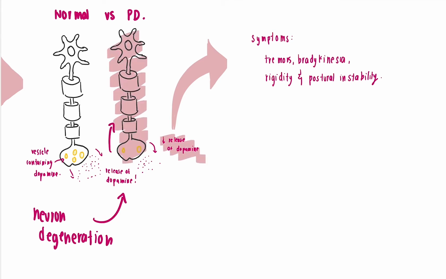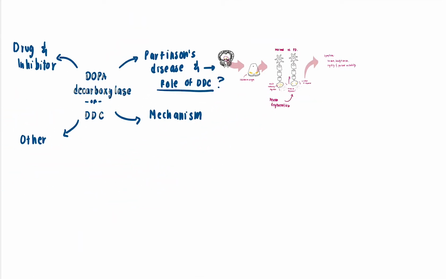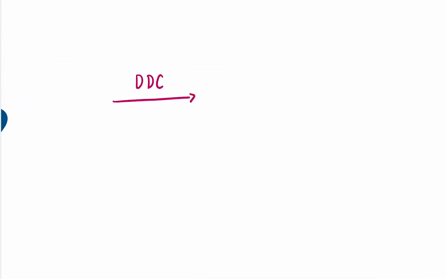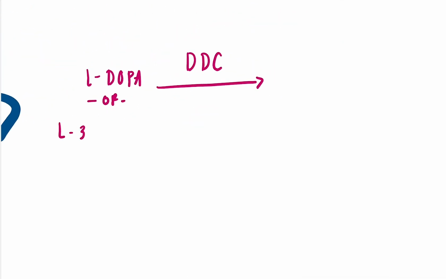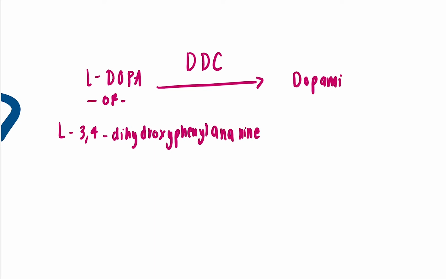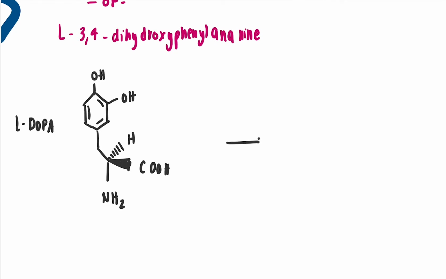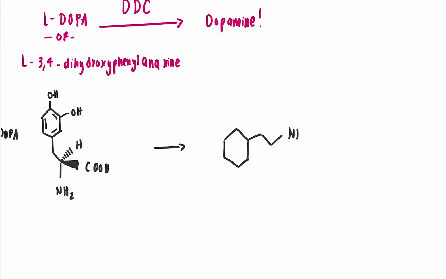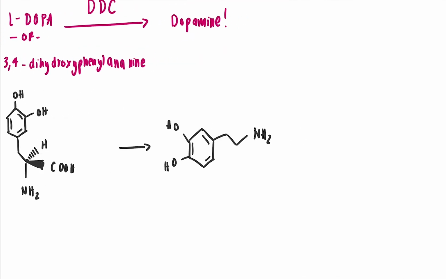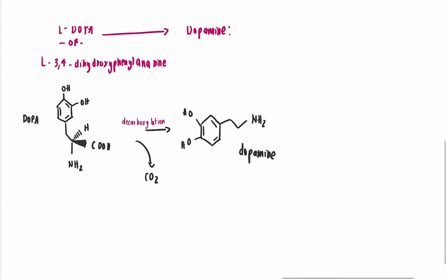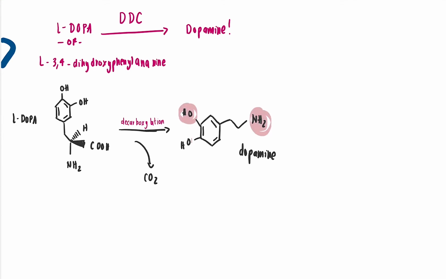Now you may ask, what is the level of DOPA decarboxylase or DDC in Parkinson's disease? Well, DDC converts L-DOPA into dopamine in the blood, and it also transforms L-5-hydroxytryptophan into serotonin. Also another fancy word for L-DOPA is levodopa or L-3,4-dihydroxyphenylalanine. So these get decarboxylated and transformed into dopamine or serotonin respectively.